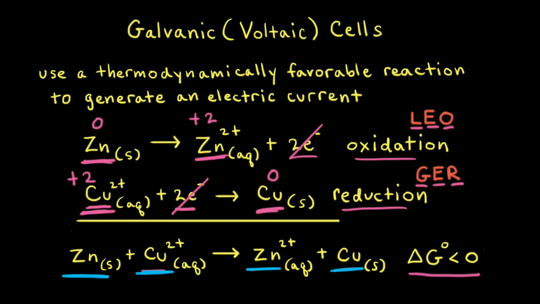So that's what would happen if we did this reaction in only a single compartment. However, in a galvanic or voltaic cell, each half reaction gets its own compartment, and the 2 compartments are connected with a wire. Therefore, a thermodynamically favorable redox reaction is used to generate an electric current in the wire. And by electric current, we're talking about the flow of electrons.